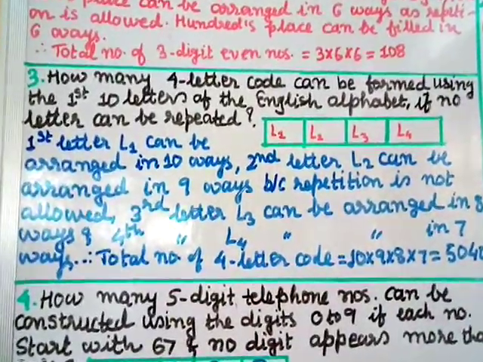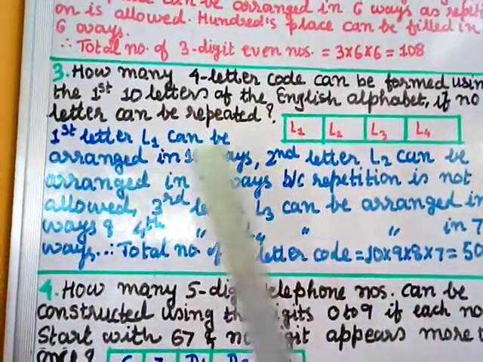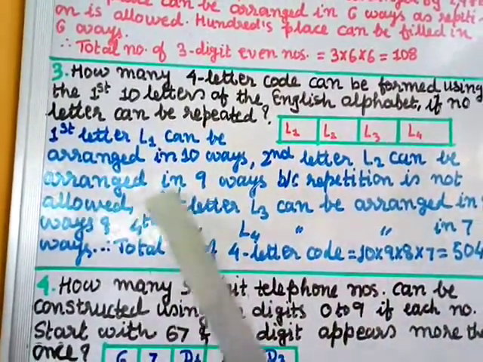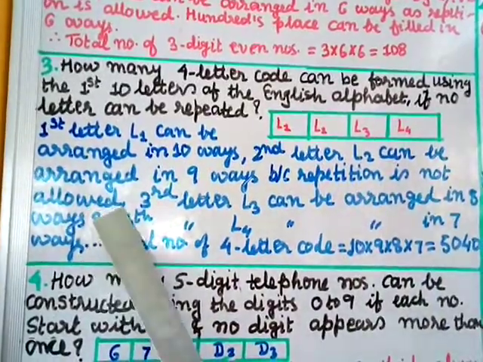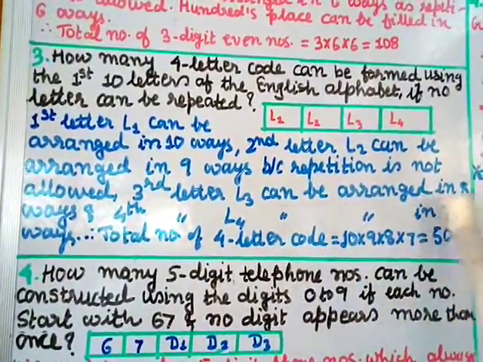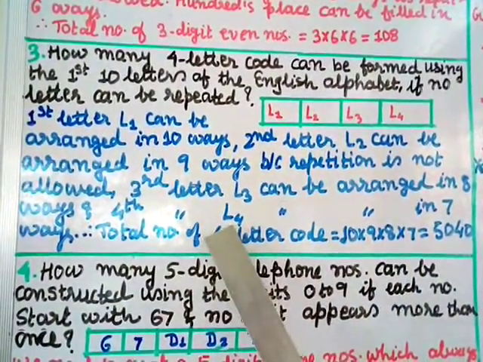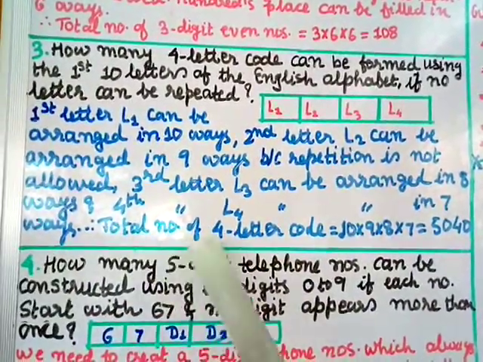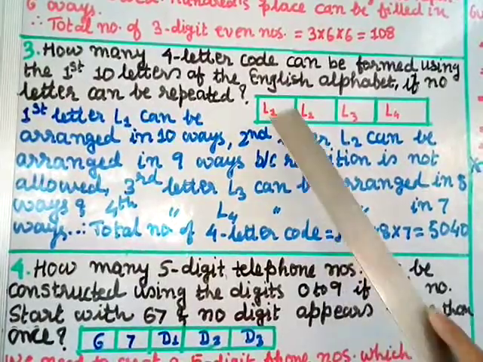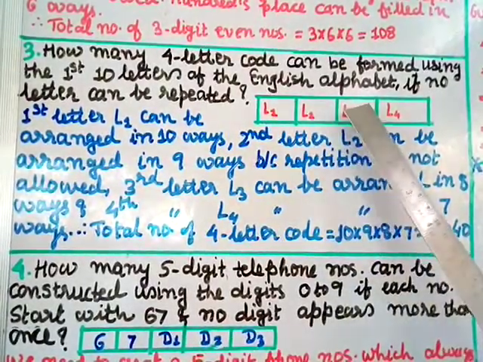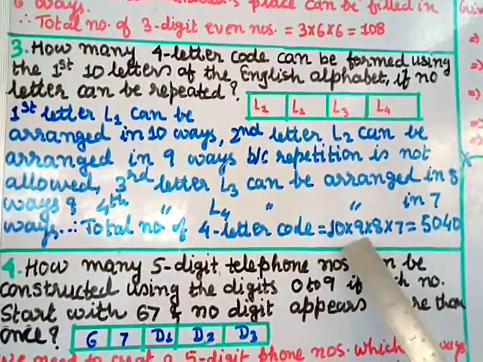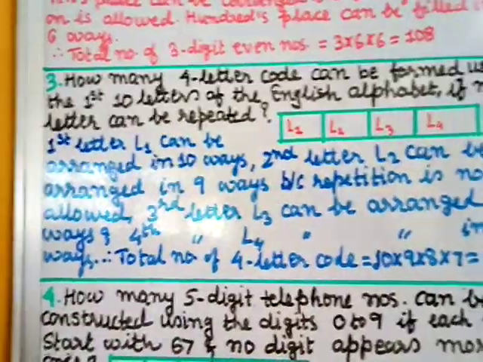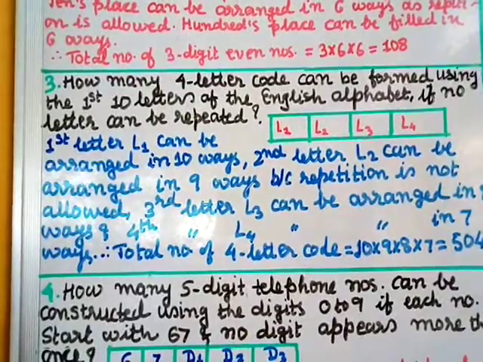Okay, so we can write here, first letter L1 can be arranged in 10 ways as I was telling you. Second letter L2 can be arranged in 9 ways because repetition is not allowed. Third letter L3 can be arranged in 8 ways, and fourth letter L4 can be arranged in 7 ways, right? So the total number of 4-letter codes will be 10 into 9 into 8 into 7, which gives you 5040. So that is the total number of 4-letter codes that can be made.